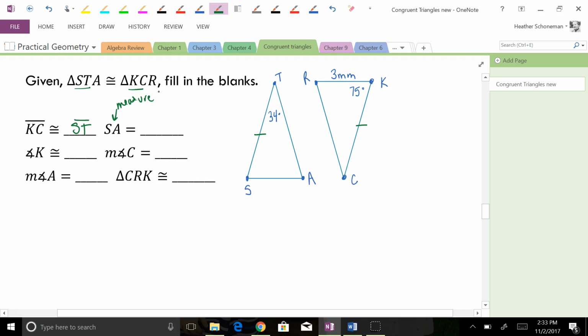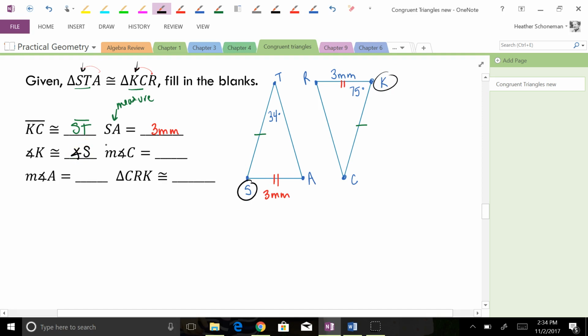So let's look and see if we can figure it out. Well, SA is the first and last letter, so that's got to match with KR. So SA has got to be the same as KR. Do we know KR? Yeah, it's 3 millimeters. So this one has to be 3 millimeters as well. Alright, now it says angle K is congruent to. Well, K is the first one, so K would have to match with S. So K is the same as S.